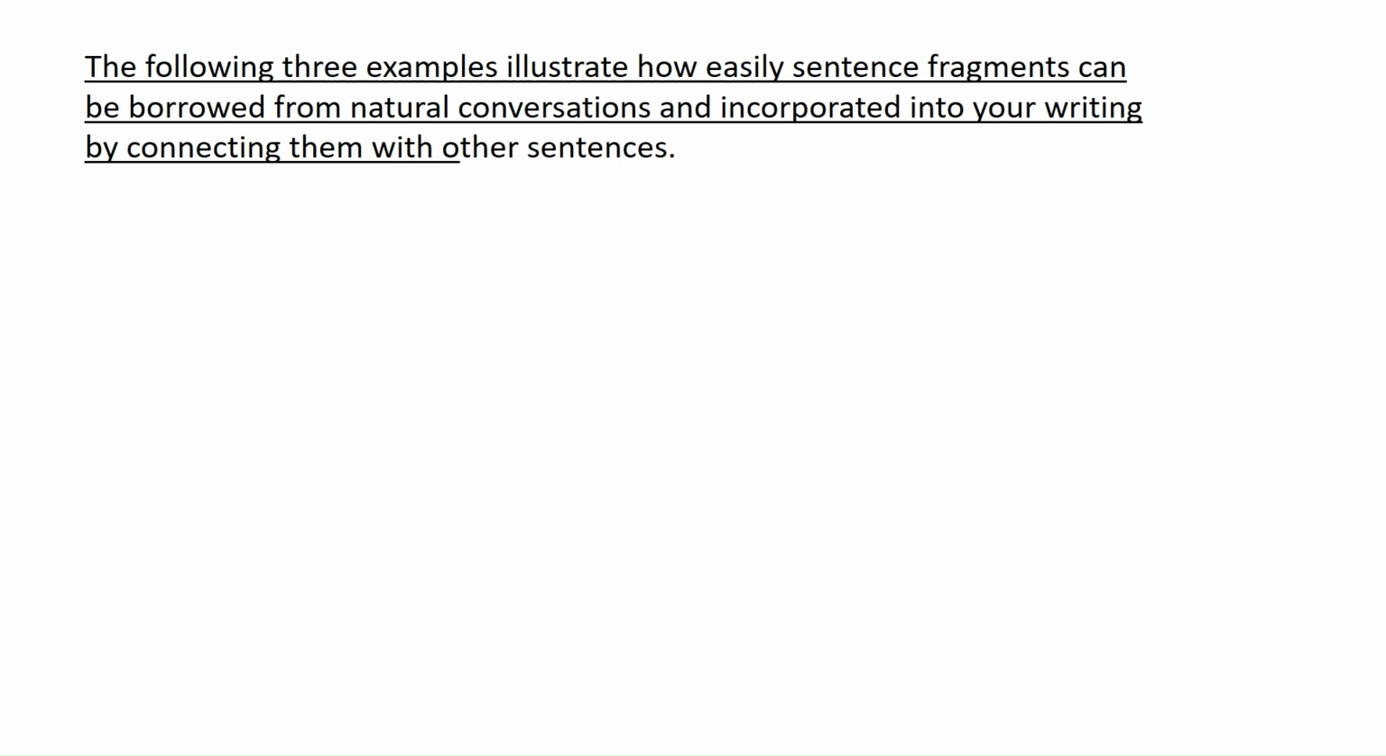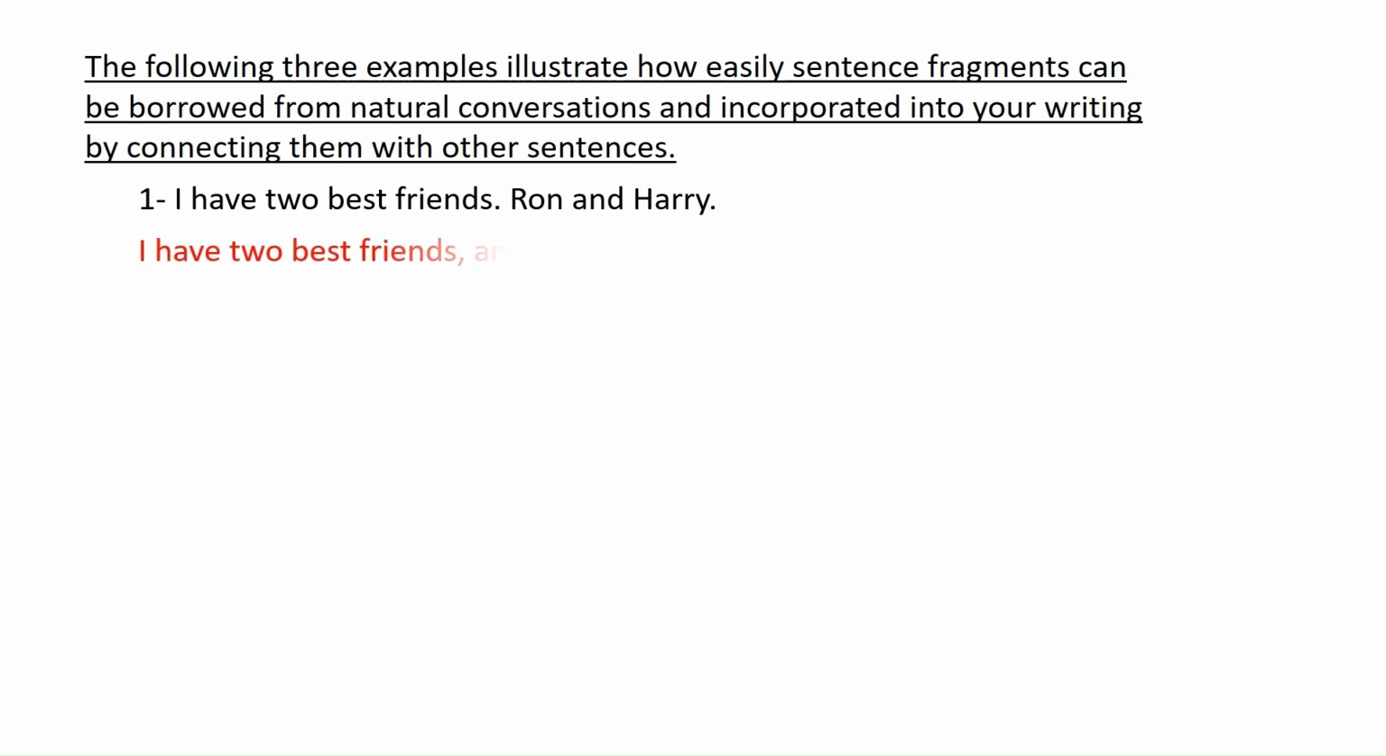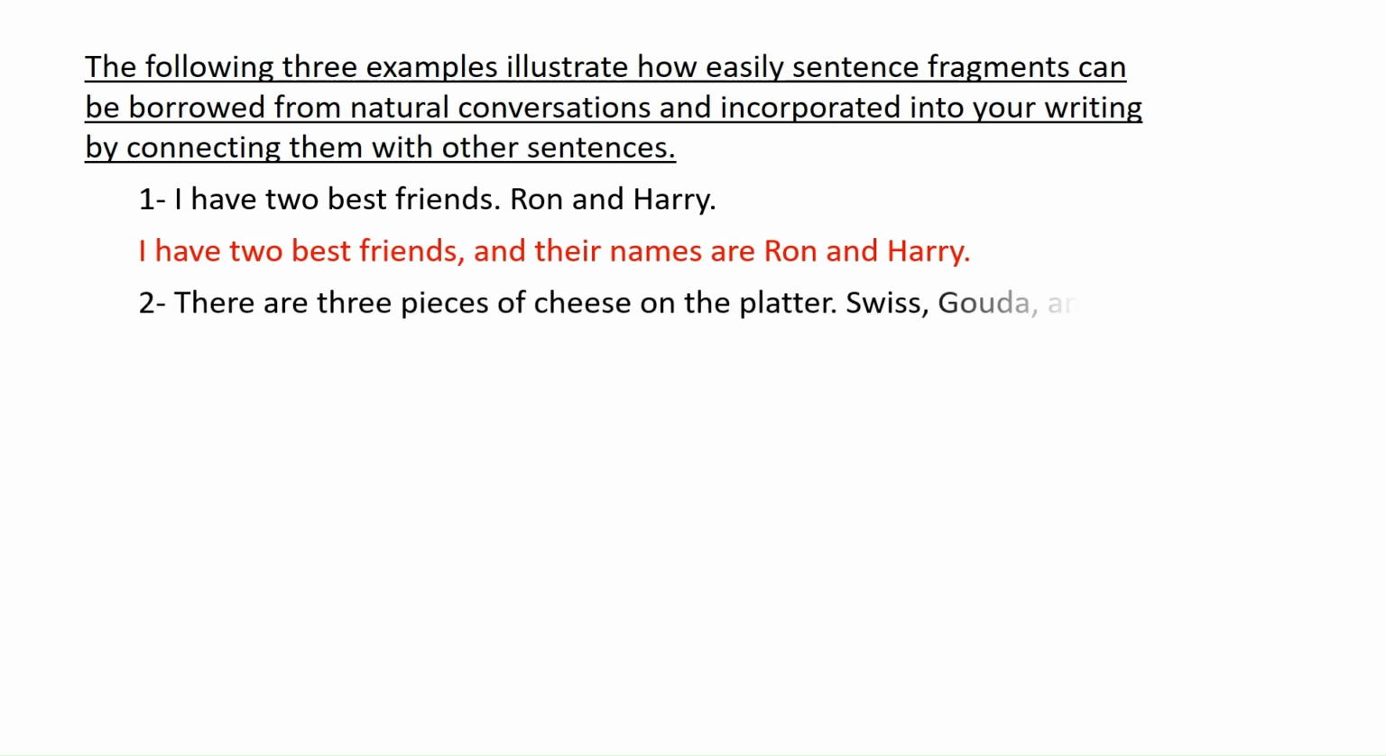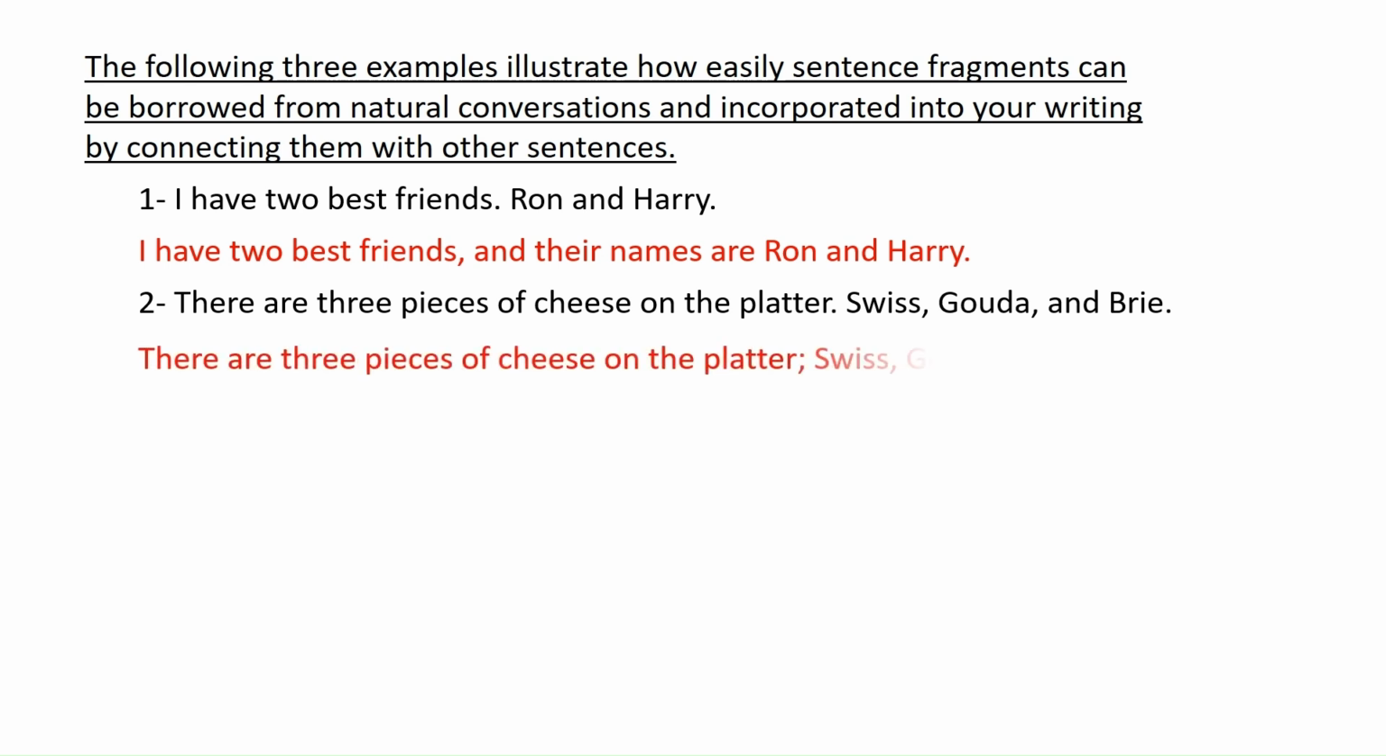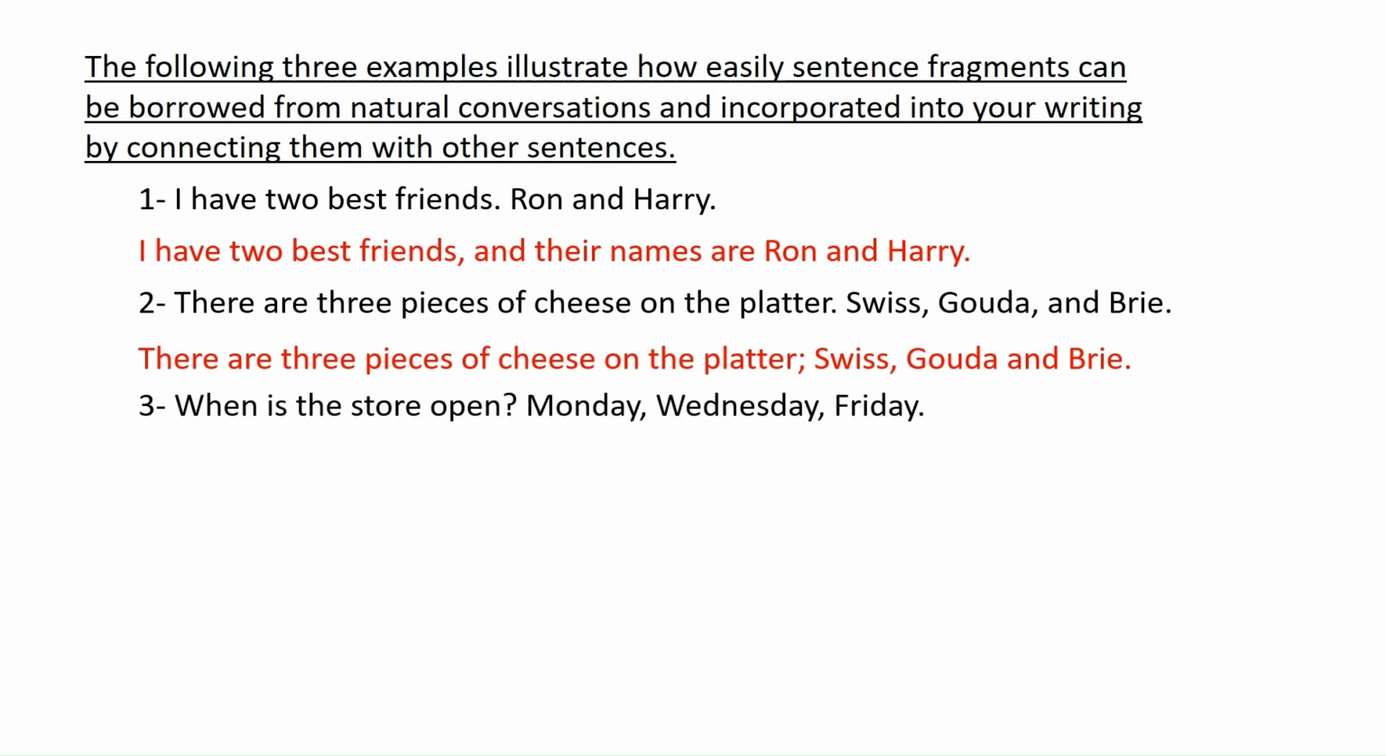There are three pieces of cheese on the platter: Swiss, cheddar, brie. Here, the speaker wanted to enumerate items or types. So for connection, we use commas plus the conjunction "and," or a semicolon, as you see. In the third example, a question: when is the store open? The answer: Monday, Wednesday, Friday. Here also, we use commas for enumerating and add the needed words to form a correct sentence, to become: I think it is open on Monday, Wednesday, and Friday.